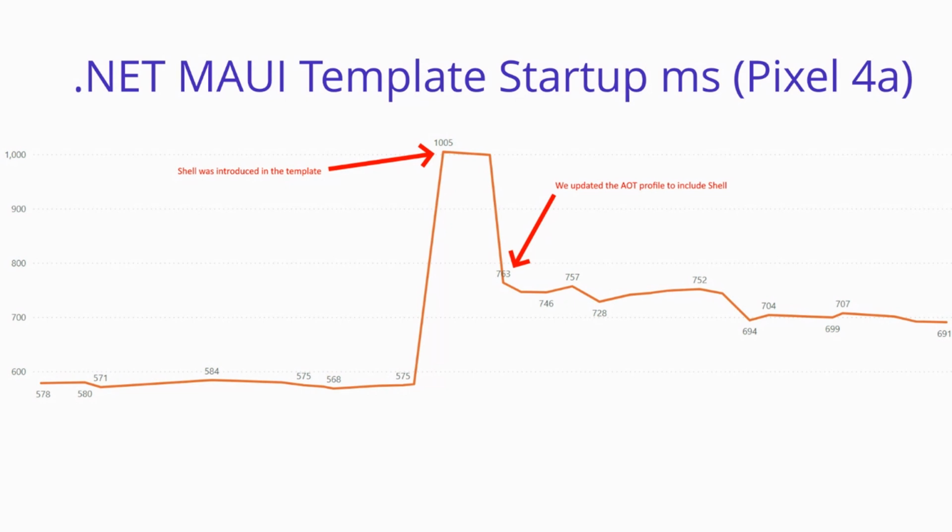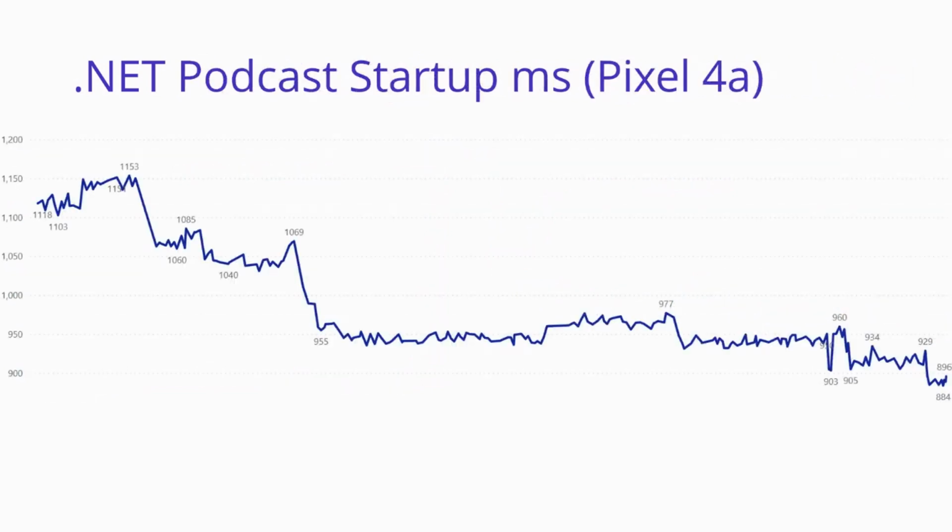But it got better near the end, and this was just a good example of how we could see exactly when a change went in, what happened, and then the next change went in and how it improved. So here's another graph. That one was the template, and this is the .NET Podcast app. This is a longer period of time, but this is really what we were going for, like sustained improvements throughout time, making sure that we're on track.